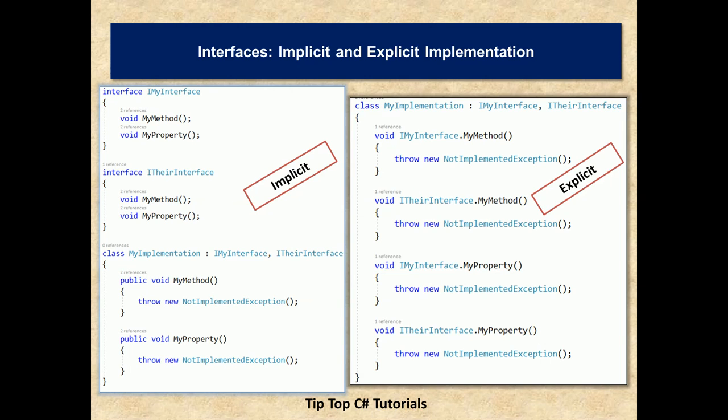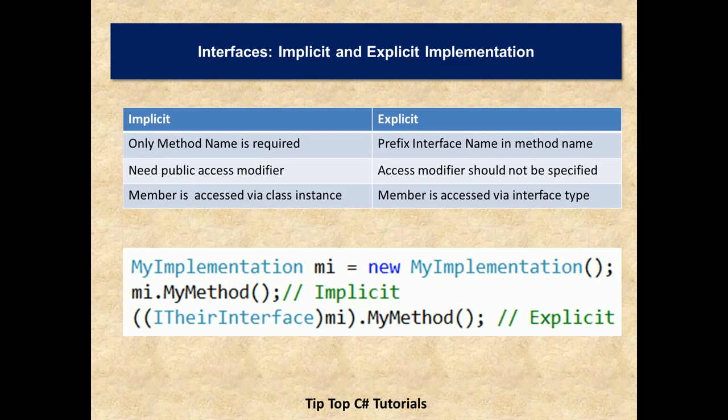And now let's take a look at the differences between this implicit and explicit. For implicit, only the method name is required, whereas for explicit you need to prefix the interface name. For implicit, we need to provide the access modifier as public, and for explicit it's not required. For implicit, the member is accessed by class instance, and for explicit implementation, the member is accessed via interface type. This is demonstrated in the below code snippet.